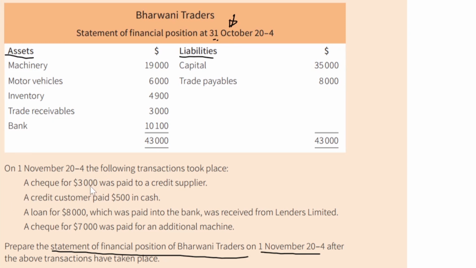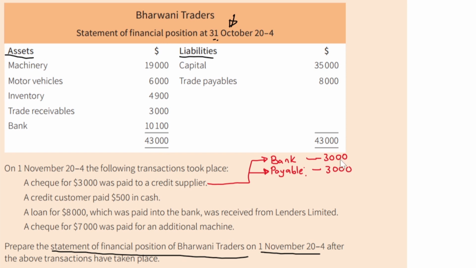A check for 3,000 was paid to a credit supplier. So what are the items affected here? We have a check, so the money in the bank was affected. A credit supplier means we had a creditor here. A creditor is a person that gave us stuff on credit, so they are a payable. We are supposed to pay them back. So the amounts affected here were 3,000: the bank 3,000, and the payable 3,000.